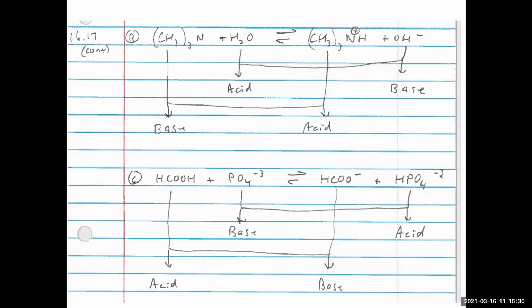So we're able to see the acid is the HCOOH on the left-hand side, the base is the PO4 minus 3, and then the conjugates are on the right-hand side. The HCOO minus is the conjugate base for the formic acid, and HPO4 minus 2 is the conjugate acid for the phosphate anion.